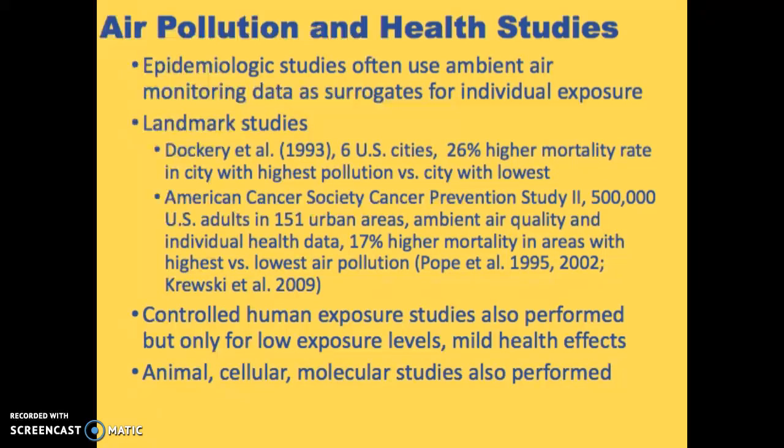If we think back to our module on exposure assessment, it can be very difficult to monitor hundreds of thousands of people for their individual air exposure. So a couple of studies that are summarized in the text are the study from 1993. This study looked at 6 different U.S. cities and looked at their air pollution levels and showed a 26% higher mortality rate in the city with the highest pollution versus the city with the lowest pollution. That's a really big difference. Another study that's a little bit more recent was conducted in 151 different urban areas, and this study found a 17% higher mortality in areas with the highest versus lowest air pollution.